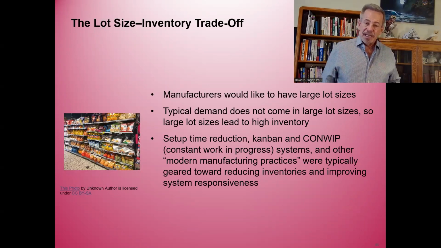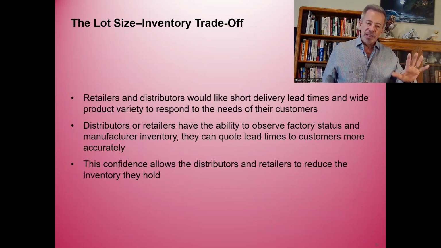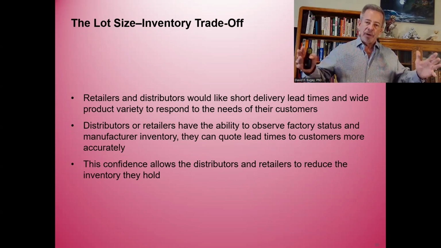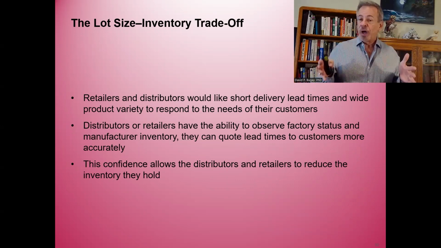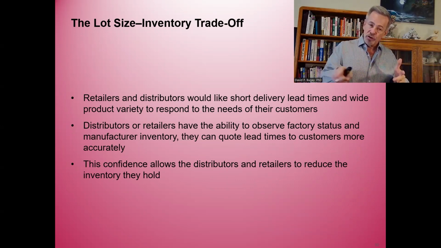The lot size is a big thing. Manufacturers want to have large lot sizes. Really, the retailer probably wants small lot sizes. It just depends what you're looking at. Your work in progress, you want to have all those different aspects over here. So you look at the lot size and the inventory trade-off. The retail distributors want short delivery lead times and wide product variety because they want to make certain that customers have what they want and they constantly have a good turnover on the shelves for the final customer.